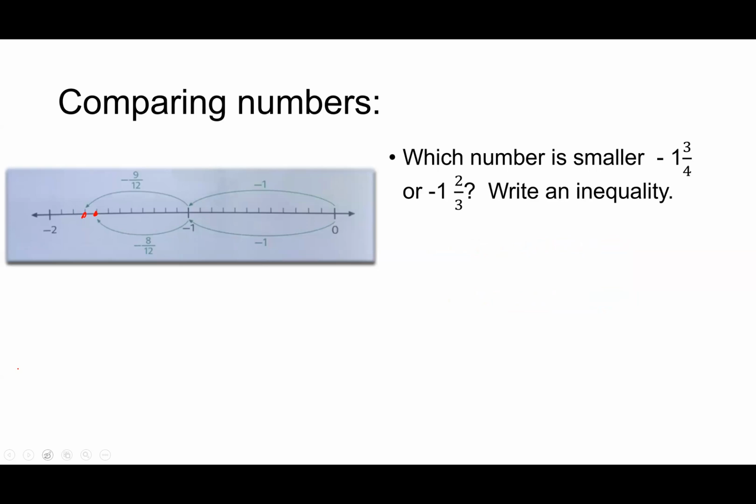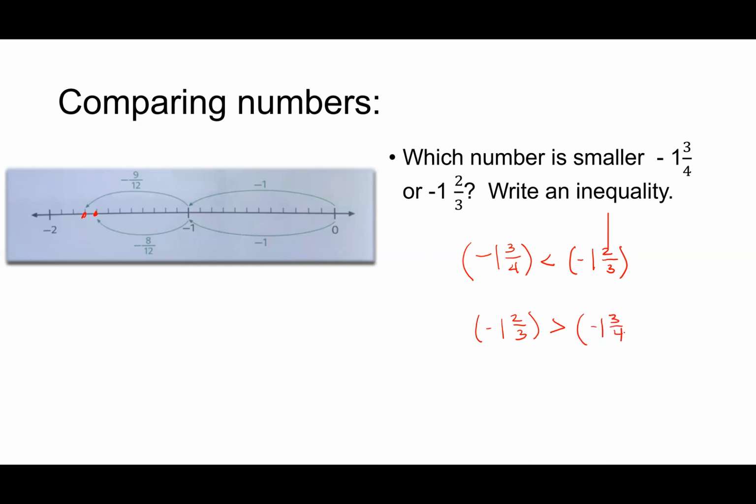Michael? -1 3/4 is smaller than -1 2/3. Yep, is less than -1 2/3. Could I write this inequality another way? Ashlyn? Exactly. -1 2/3 is greater than -1 3/4.